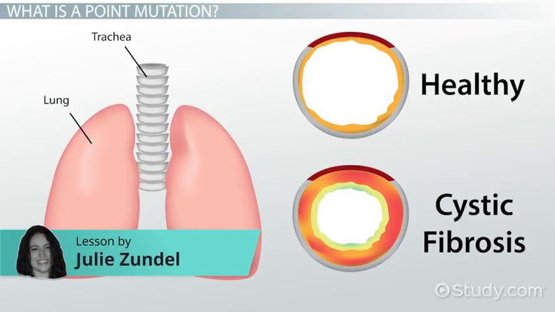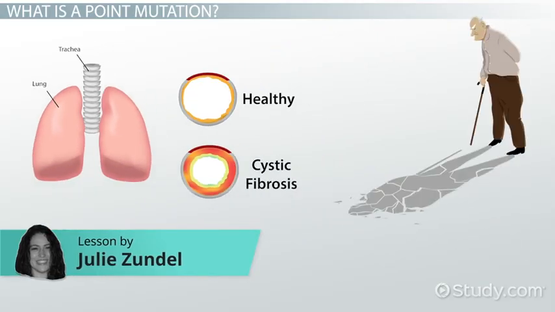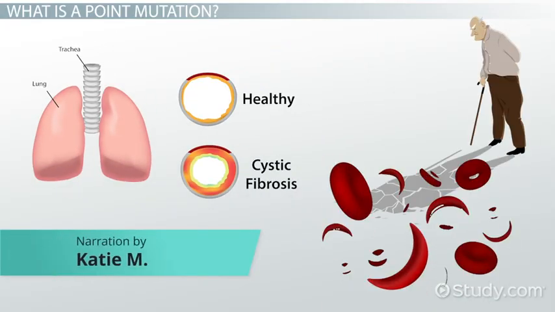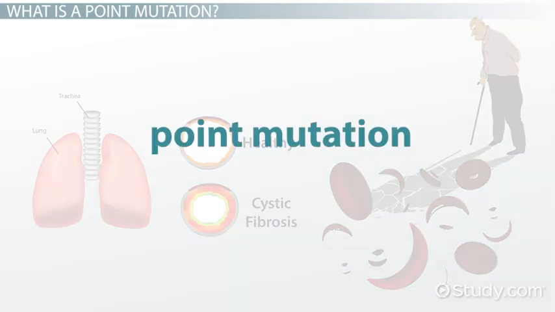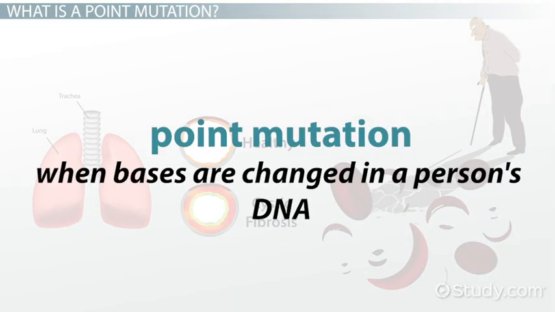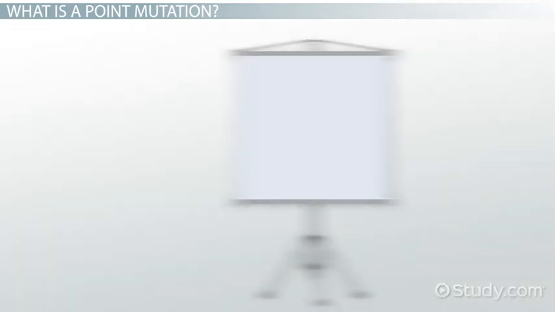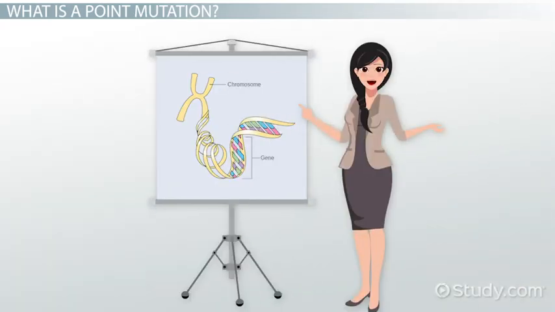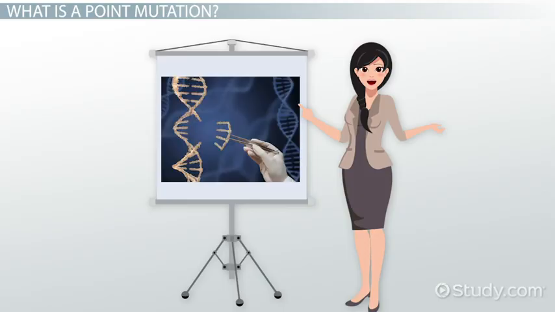What do cystic fibrosis, a form of dementia similar to Alzheimer's disease, and sickle cell anemia have in common? They are all the result of a point mutation, which is when bases are changed in a person's DNA. But in order to understand that definition, we'll need to talk a little more about genes, bases, and mutations.